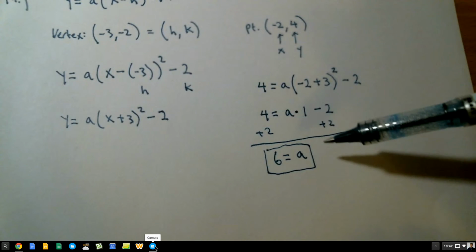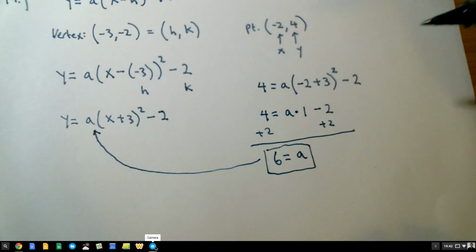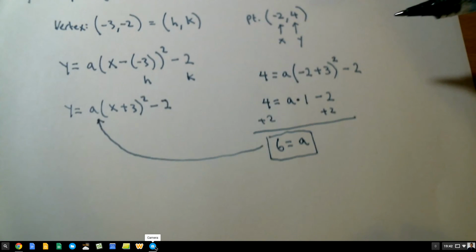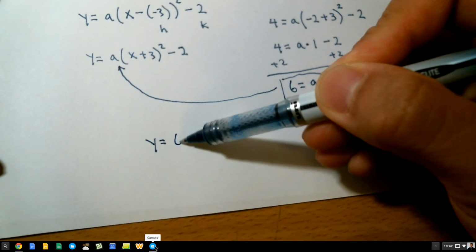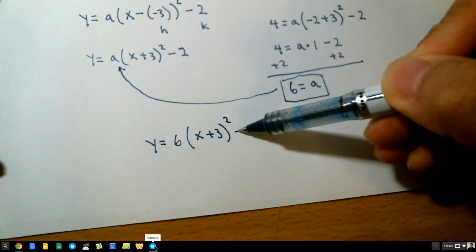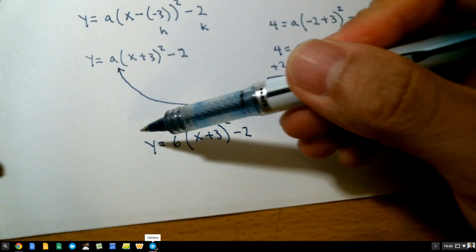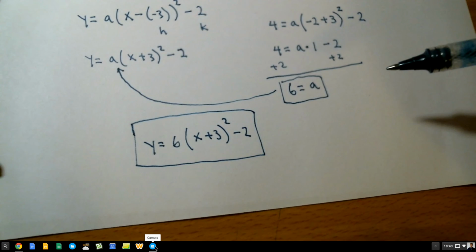Once we get that, we can go back, plug it into our a, and we have our equation. So y is equal to 6(x plus 3) squared minus 2. And that is the equation of our parabola in vertex form.